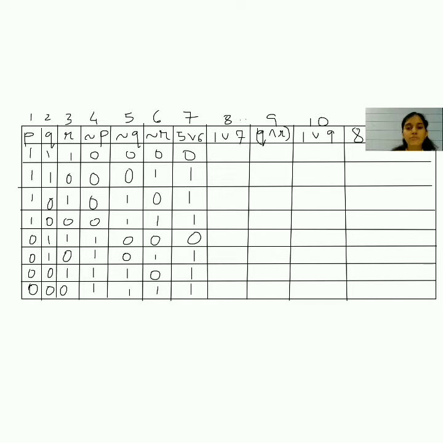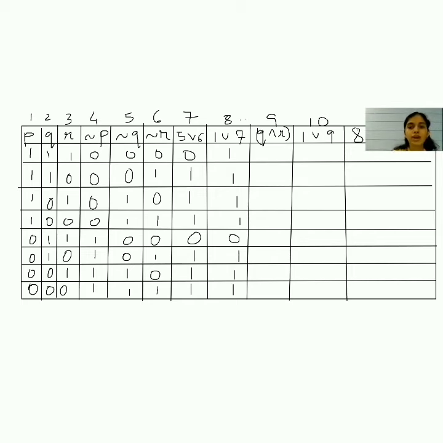Okay, then we have the eighth column as 1 or 7. That is the first column or with the seventh column. So 1 or 0, 1, 1 or 1, 1, 1 or 1, 1, 1 or 1, 1, 0 or 0, 0, 0 or 1, 1, 0 or 1, 1, 0 or 1, 1.